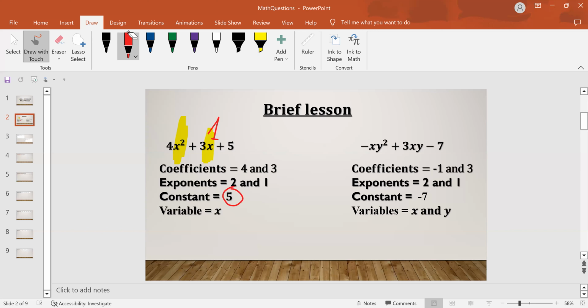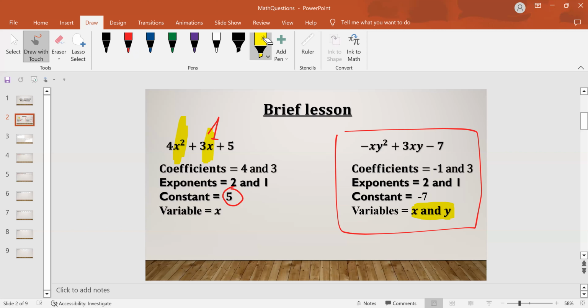To better understand that concept, let's see this example. So we have negative xy to the second power plus 3xy minus 7. And they ask the same question here. So we have a coefficient. The coefficient, like I said, is that number we see on the left side of the variable. So it's multiplying the variable. So let's start from the variable. We have here two variables. We have the x and the y, because x and y are the letters they use in this question.